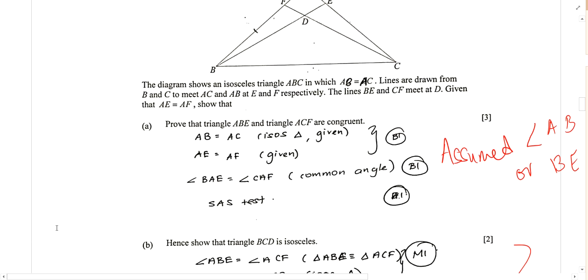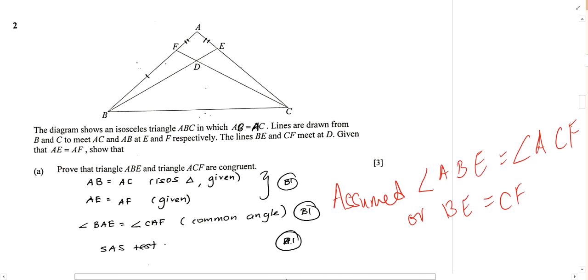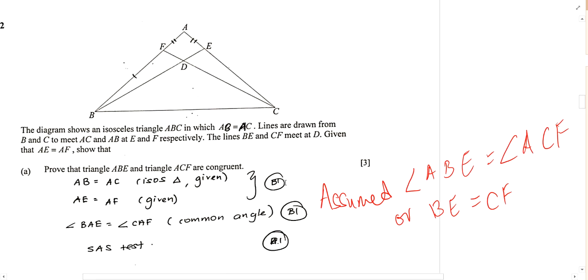Okay, next. Proving that these two triangles are congruent. Okay, so this is the answer given. Let's take a look. AB equals AC. Is that given to you in the question? Is that given? AB equals AC? So you just write AB equals AC, then don't need to write isosceles triangle.